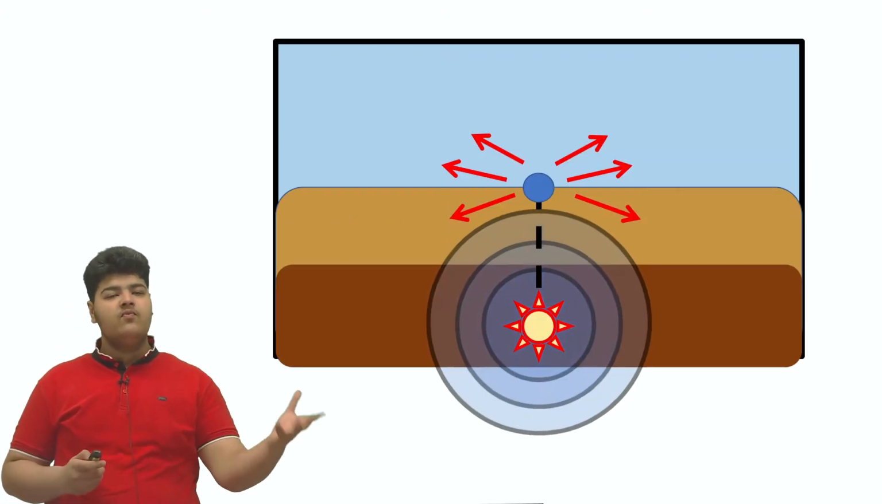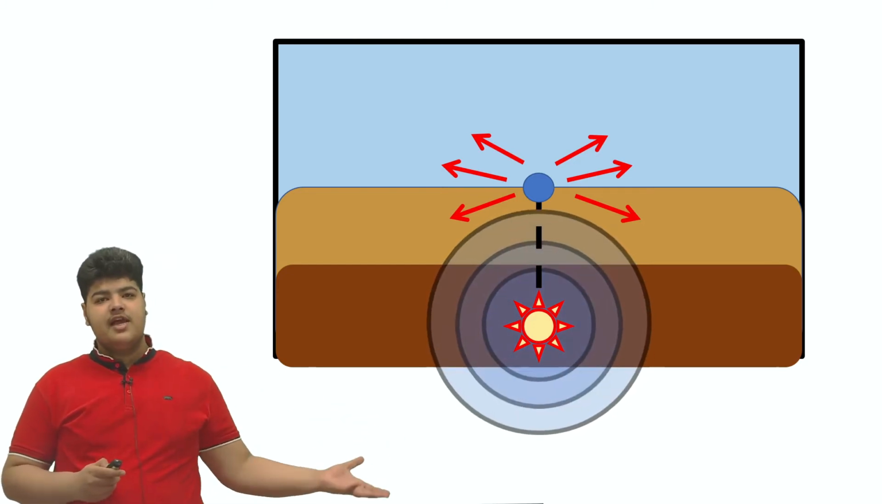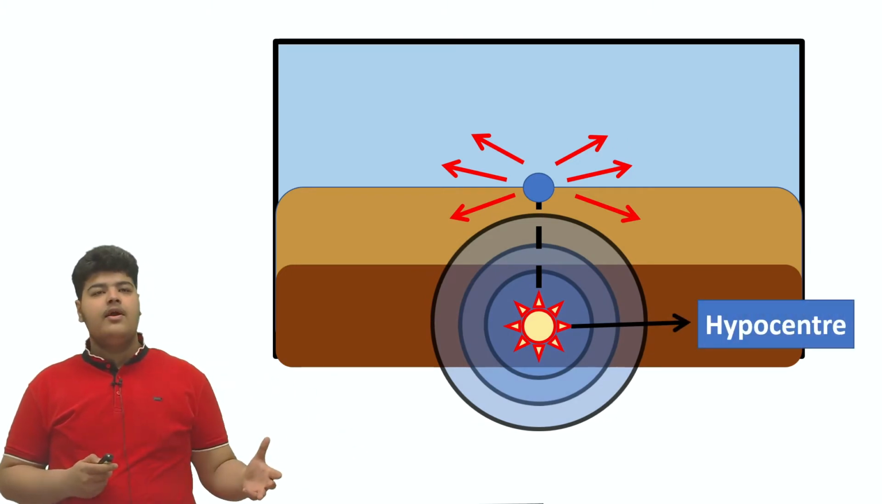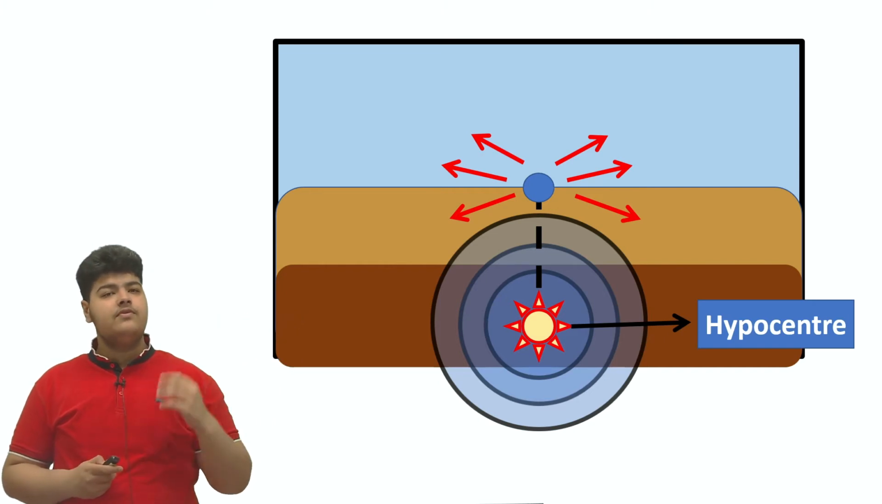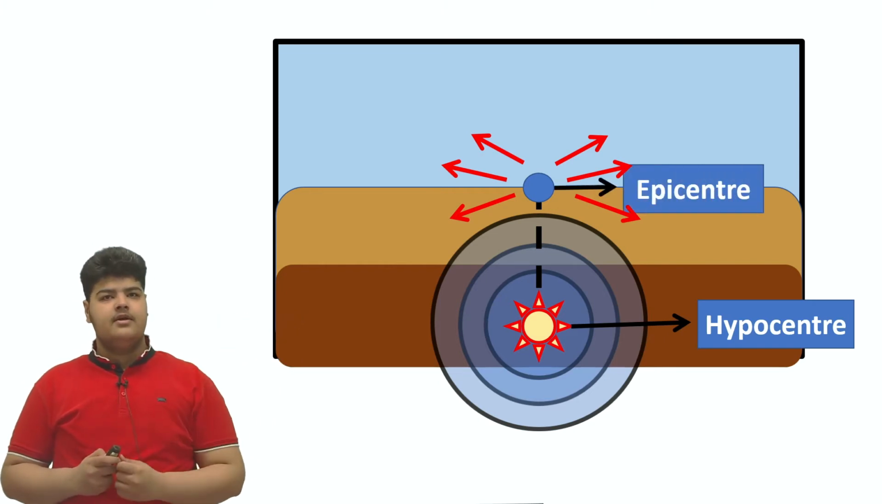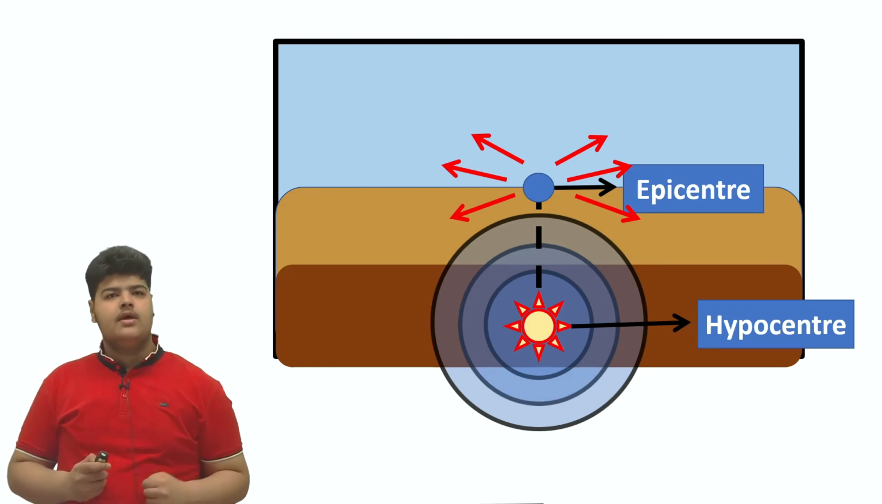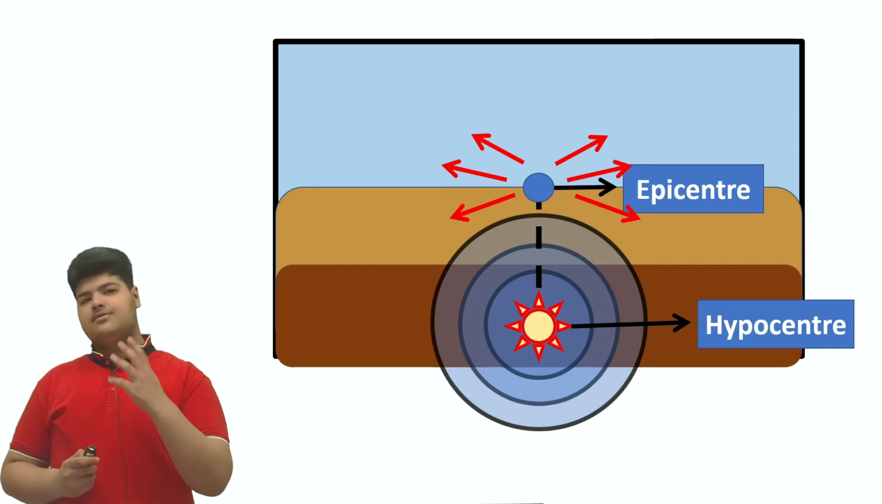Now, the point from which the earthquake has started, as you can see in this animation, is the hypocenter. And the point directly above the hypocenter on the surface of the Earth is called the epicenter. This is the point which has the most influence of the earthquake. As you go further from this point, the influence of the earthquake reduces.